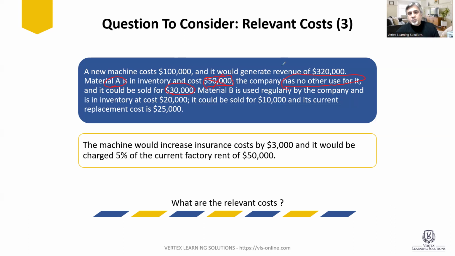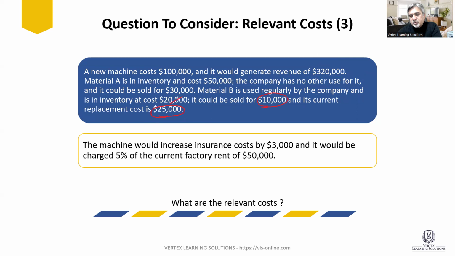Material B. Here, what is important is whether you are using it or not. If you are not using it, take the market selling price. But if you are using it: material B is used regularly by the company and is in inventory at a cost of 20,000. I don't care. The cost is past. It could be sold for 10,000, and its current replacement cost is 25. So we have to decide between either 10 or 25.